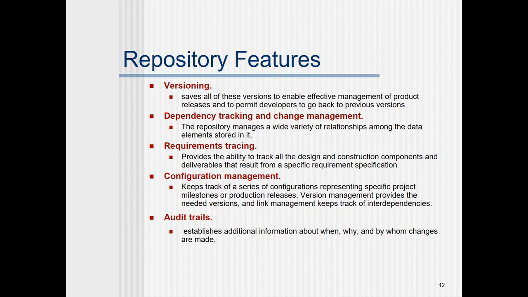Is that clear? And finally, audit trails establish additional information about when, why, and by whom changes are made. Whenever there is an audit, every company used to have a kind of threat. The reason is during the audit only, individuals are being pinpointed, individuals are being targeted. Because certain kind of change has happened, certain kind of functionality has happened, and if the functionality is successful or some kind of glitch is there, individuals have been identified. So what the audit trail does is it establishes additional information about when, why, and by whom the changes are made. Who is responsible for this?